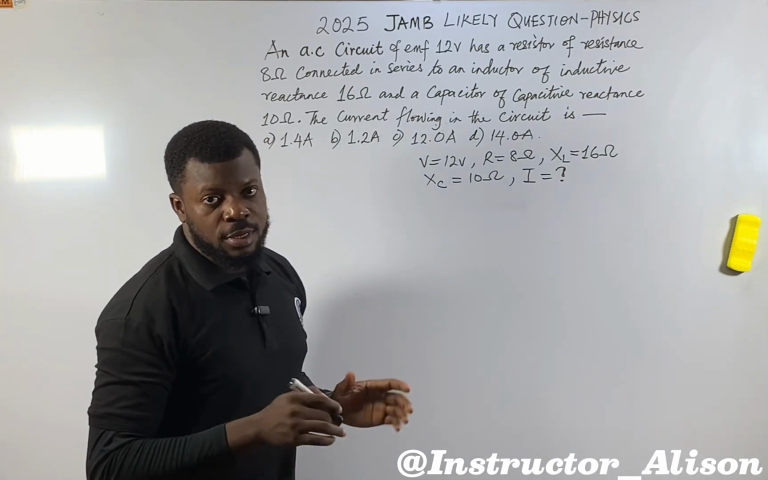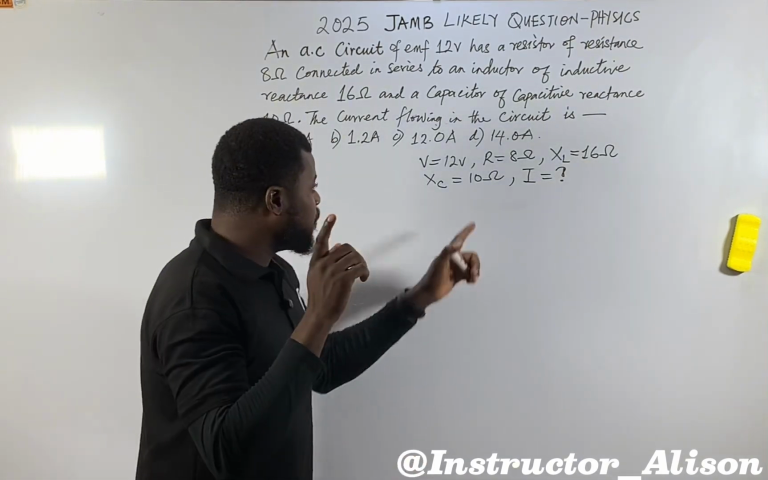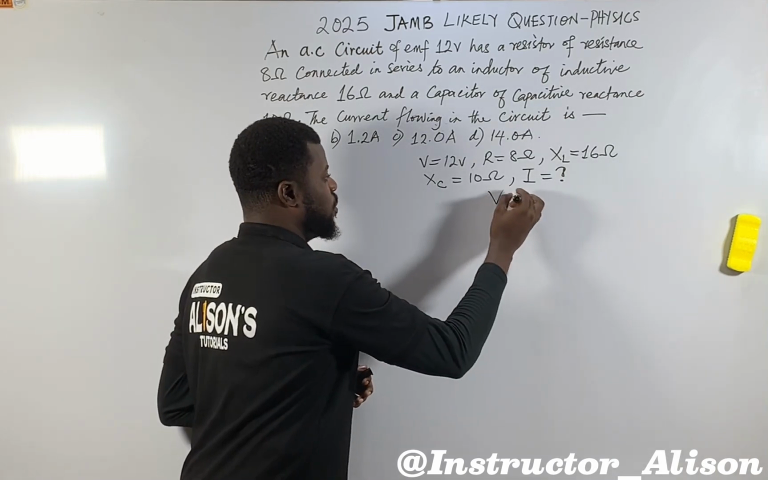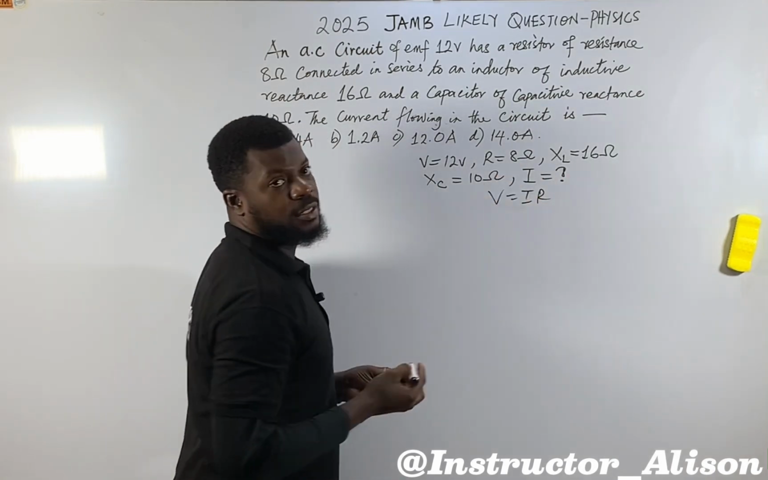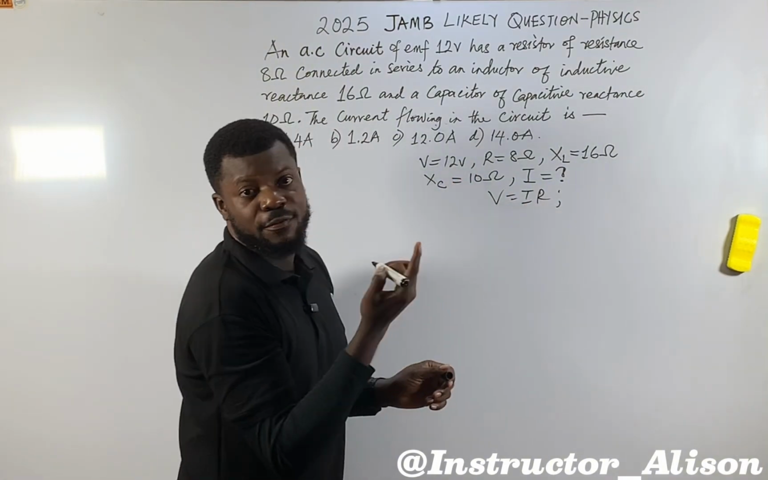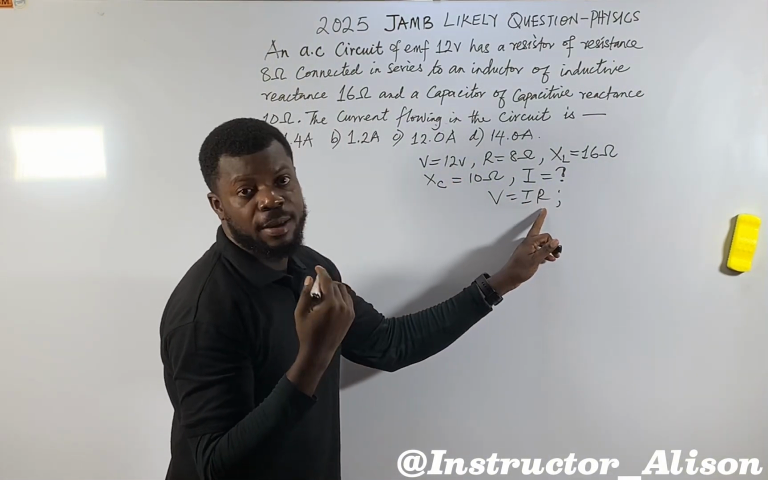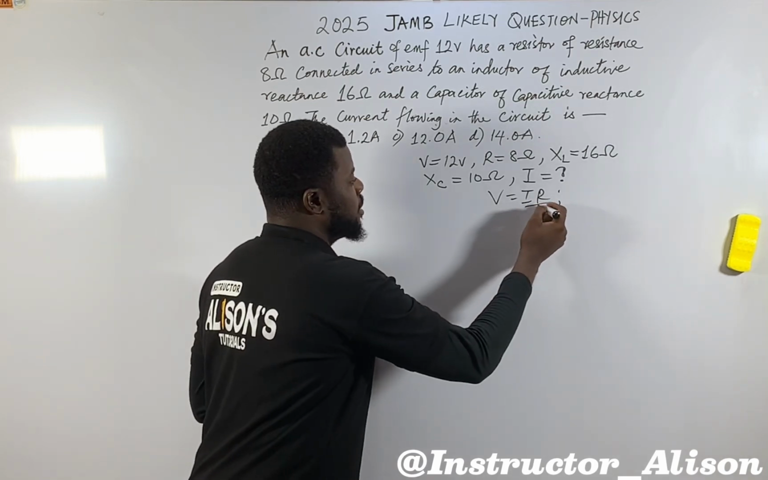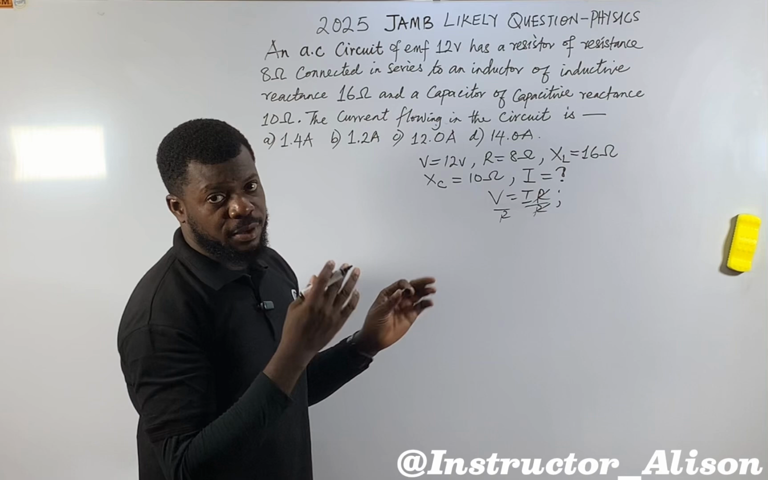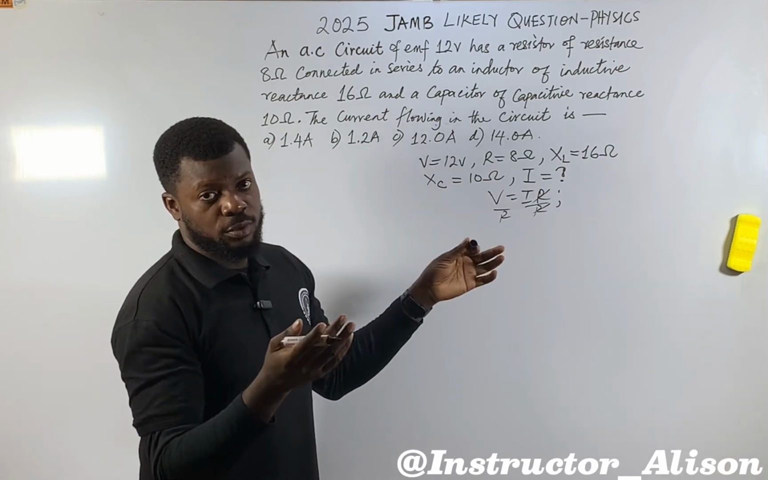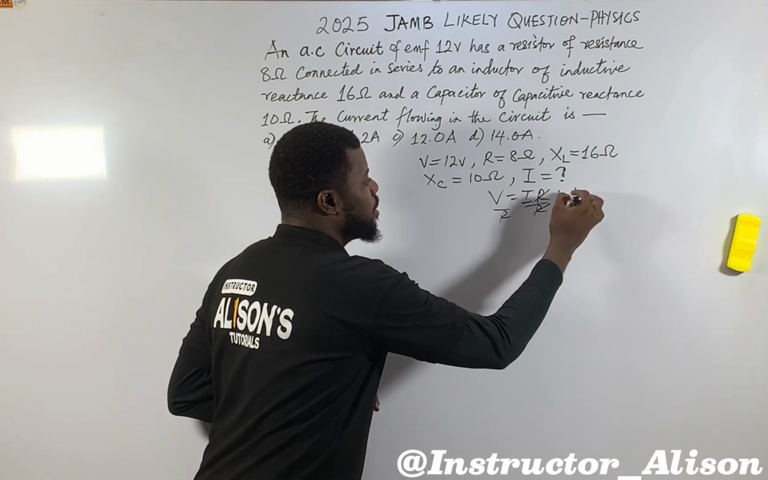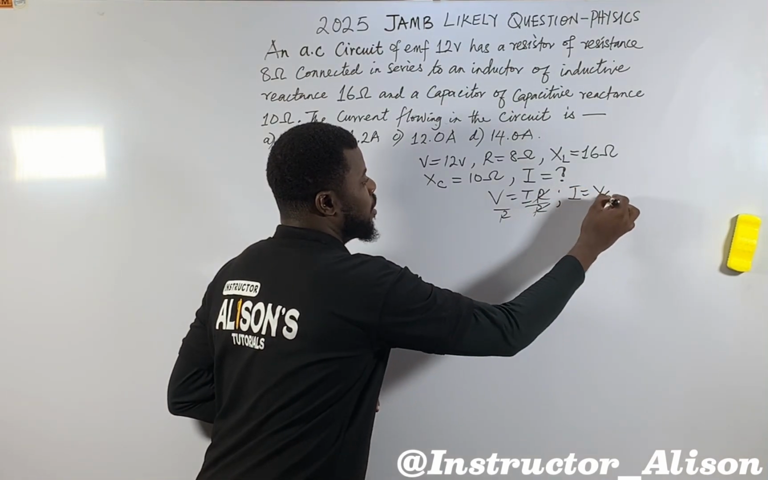It's simple. For you to know the formula for this current, you know Ohm's law. Ohm's law says V equals I R. Now the formula for this: if I say find I, you make I the subject of the formula by dividing both sides by R. If you divide both sides by R, R will cancel. So I will be equal to V over R.